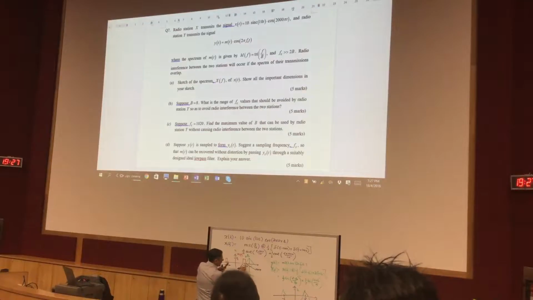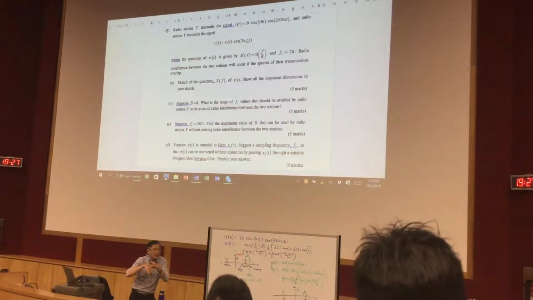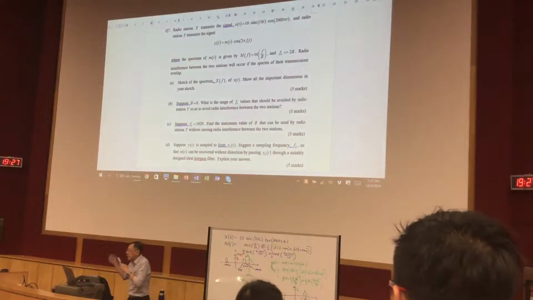Okay? What is this? This is 1005. So from here to here is 1020 minus 1005, which is 15. That's the maximum B, so that they don't overlap. Make sense? Everybody? Okay, so that's part C.